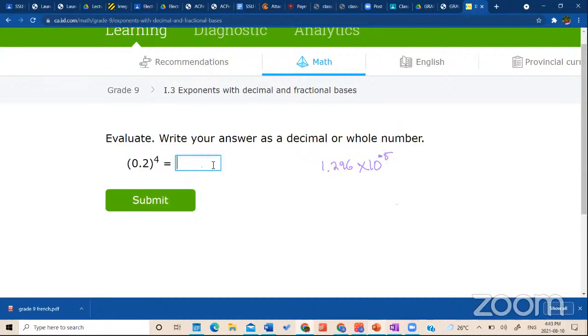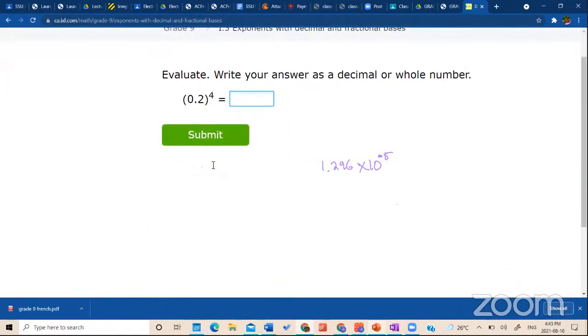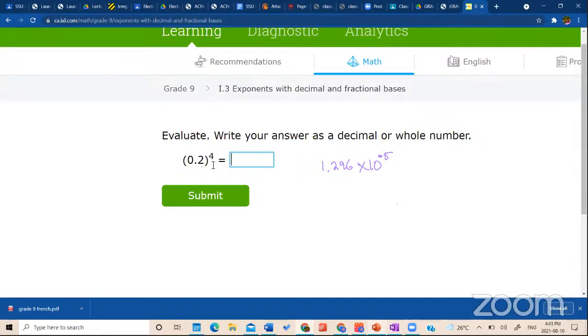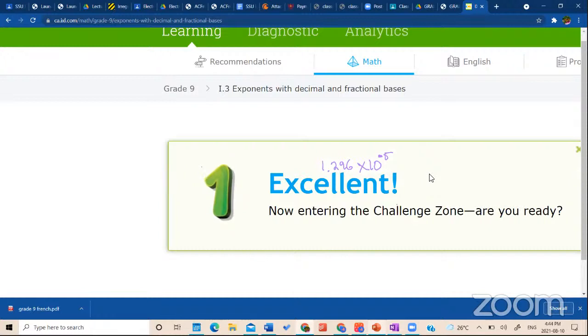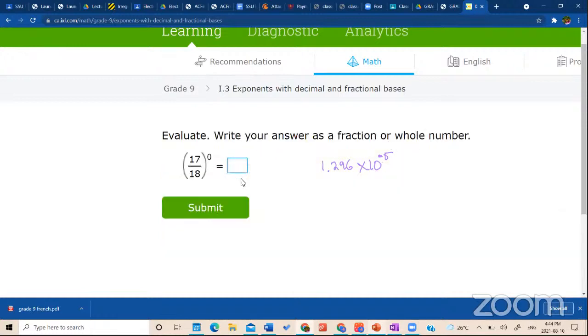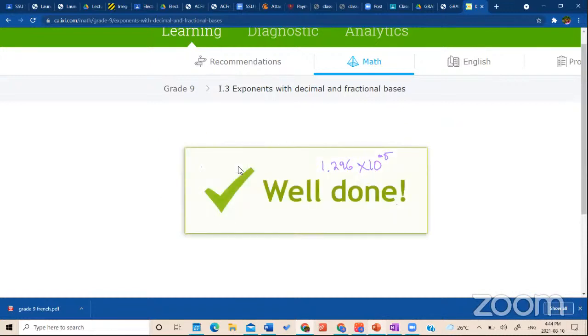Okay, so write your answer as a decimal or whole number. Where are we? We're at 89. Okay, that's good. It's going to be 0.0001 and 6. Okay, excellent. Now we're in the challenge zone. Write your answer as a fraction or whole number. So 17 to the exponent 0 over 18 to the exponent 0. Yes, 1 over 1 is 1.